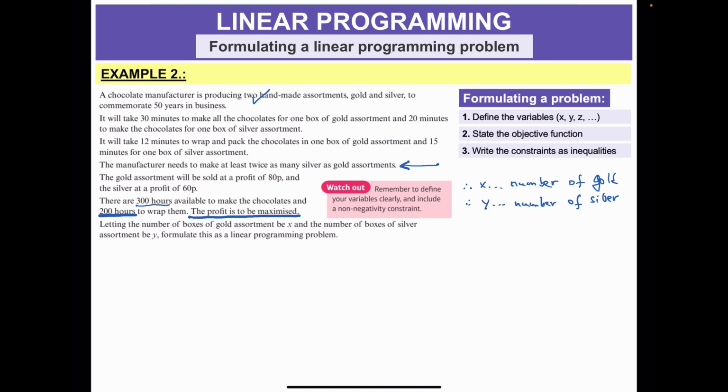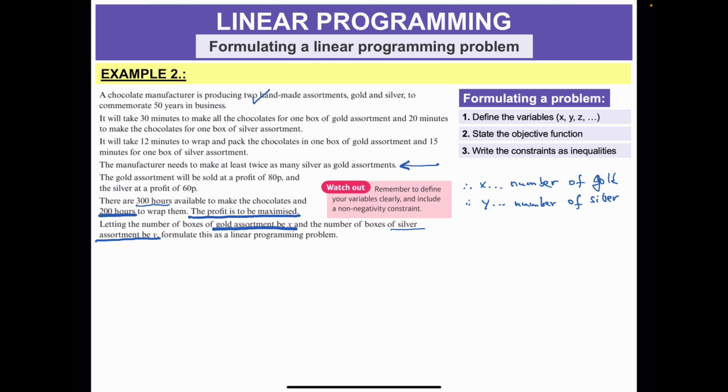Now, actually, they told us how to name the variables here. So in case you defined them differently at the very beginning, you can just change them, but we have it correct. X is gold and Y is the silver. So that's fine. And we need to formulate this as a linear programming problem. So we have the variables.